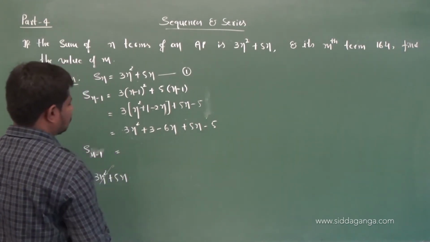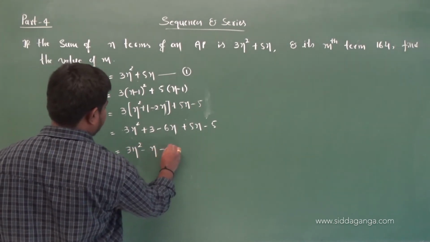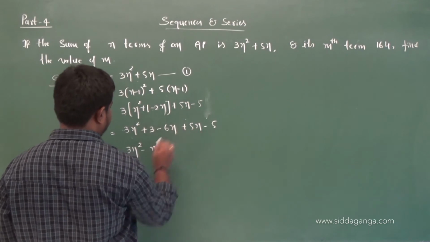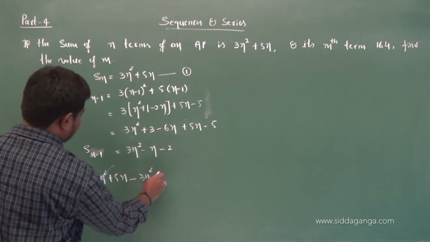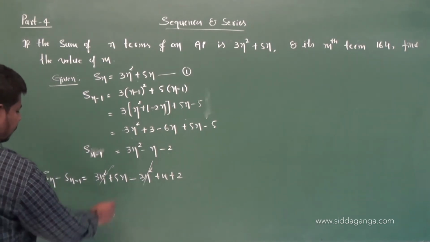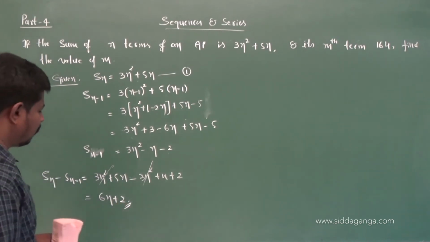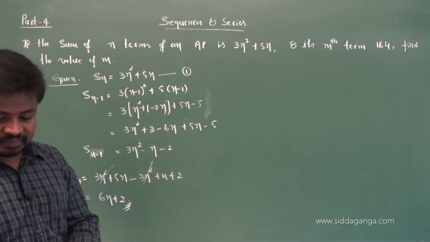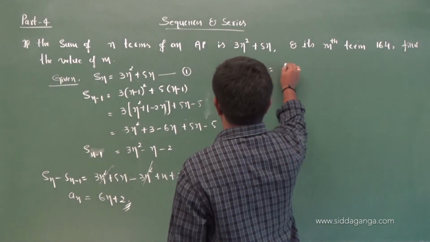So you get what? 3n square minus n minus 2, right? 3 minus 5 is minus 2, minus 6n plus 5n is minus n. Now minus of this, so minus 3n square plus n plus 2. So 3n square gets cancelled, 5n plus n, that is 6n plus 2, right? This is your nth term, because Sn minus S(n-1) is the nth term. No? So nth term is what? 6n plus 2.